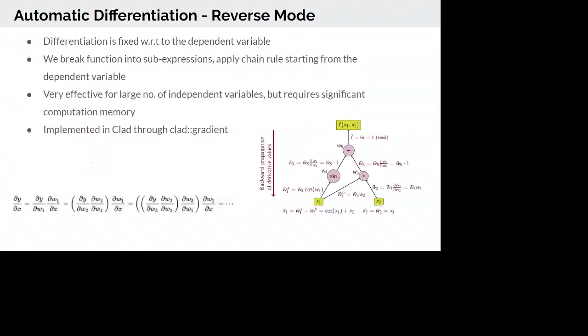The reverse mode is very similar to the forward mode, except when you apply the chain rule, you basically try to fix the differentiation with respect to the dependent variable. So you try to traverse the chain rule from the outside to the inside. As a consequence, the reverse mode is very effective when you have a function that has a large number of inputs or a large number of independent variables, but it also requires a significant amount of computational memory. And it's implemented in CLAD through clad::gradient.